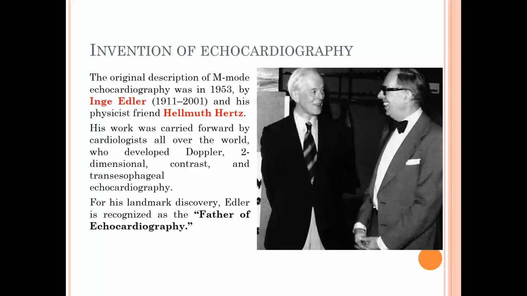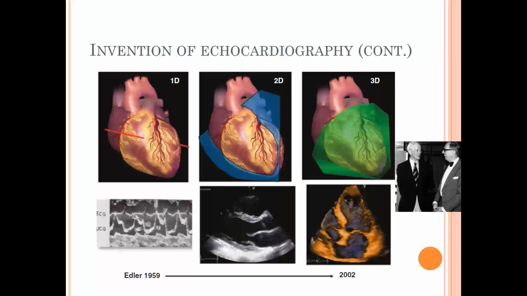Thanks to Professor Edler, who was considered to be the father of echocardiography. He started his first description of M mode in 1953, together with Professor Hertz. Other cardiologists all over the world continued to have Doppler, to have 2D, to have transesophageal echo, to have contrast echocardiography, and stress echocardiography. Echocardiography started only by M mode, and then we were having the 2D, and now we are having the 4D.